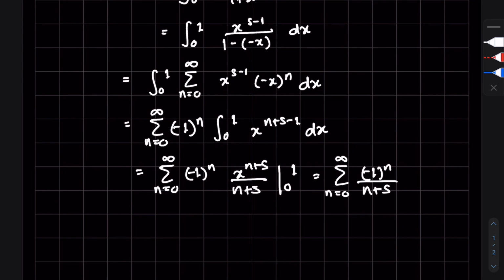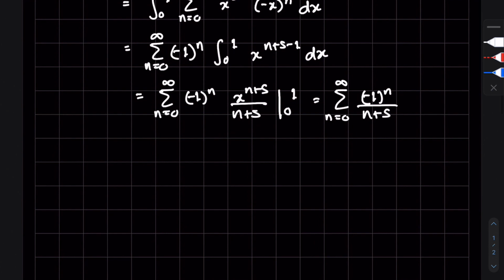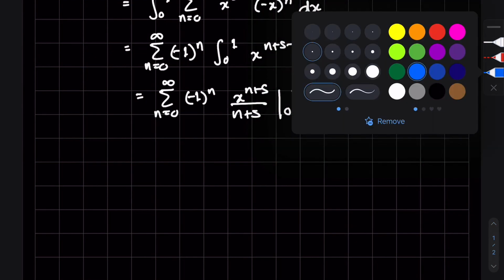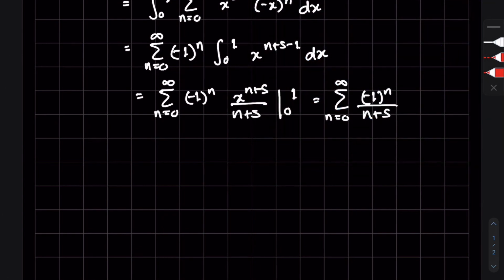Well, how do we evaluate this infinite sum? Well, let's write some terms down for this infinite sum. Let me use a different color here. Let's use red. Tribute to black pen, red pen right here. But also the color of the logo of my channel. The 0 term is going to be 1 over s. The first term is going to be minus 1 over s plus 1. So you get the idea, and so on.